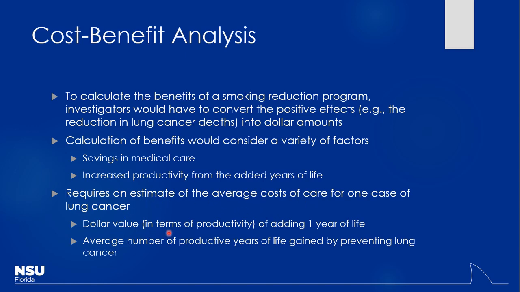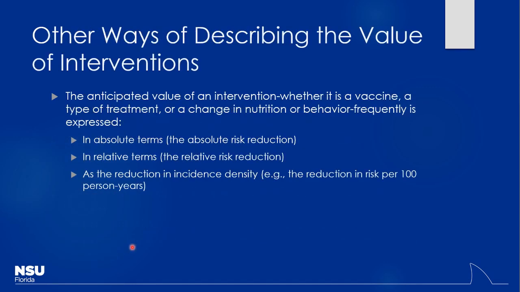So again, look at the dollar values in terms of adding a year of productivity onto life versus the number of productive years of life gained from preventing lung cancer. If they get it early, then obviously you get a lot more years left alive if you were to prevent that, versus if it's something that happens very late in life. So again, a lot of complicated calculations here.